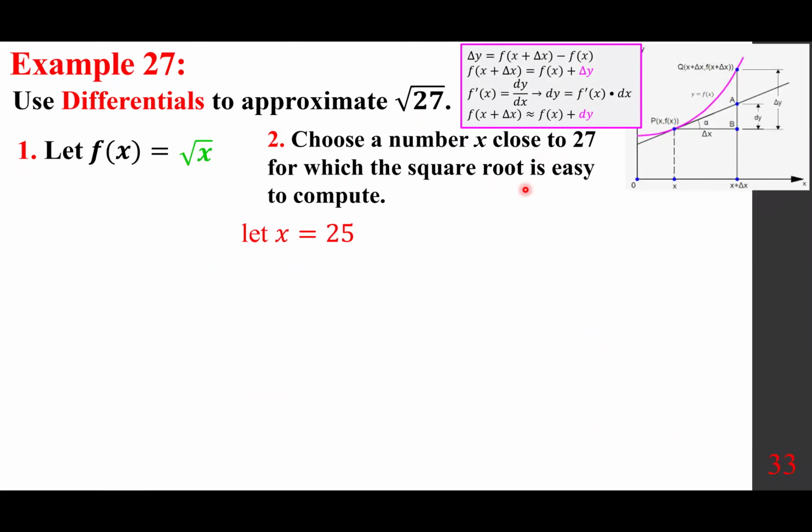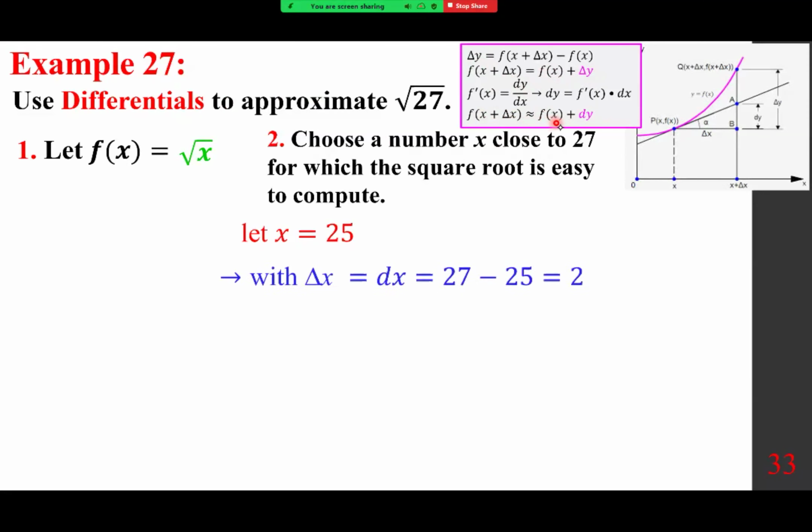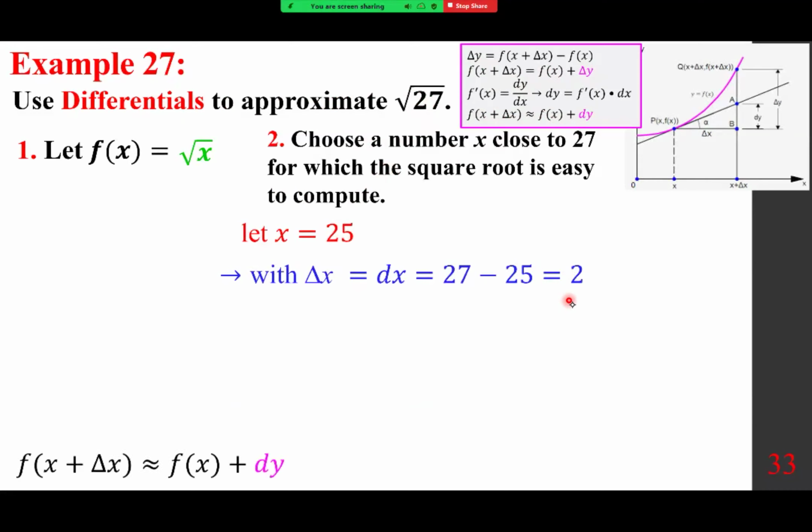So f of x plus delta x is precisely f of x plus delta y. We're going to approximate it using dy. So f of x plus delta x is f of x plus dy. And delta x is 27 minus 25, which is 2. It's positive, so it's important to know. We're going to work with this because we can. We're going to go from 25 to 27, it goes up by 2. If it was, for example, the square root of 24, this would be -1.